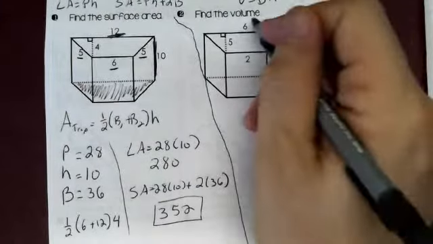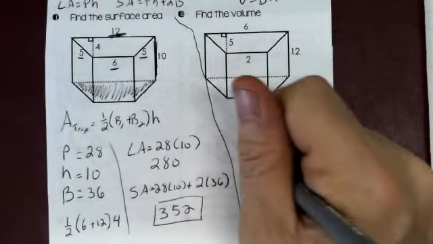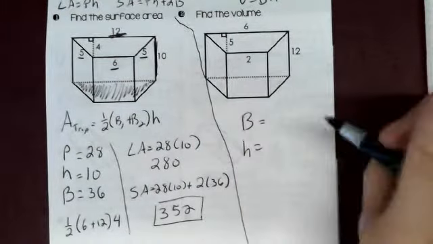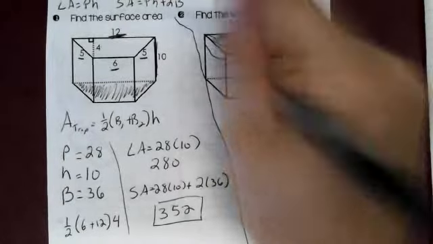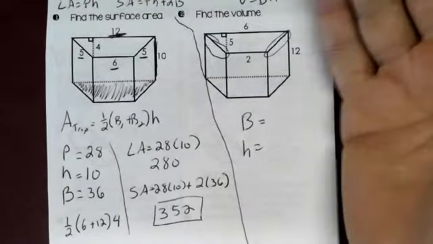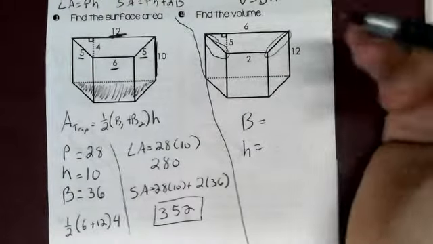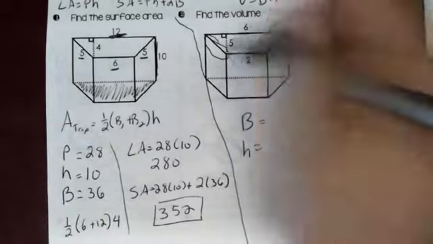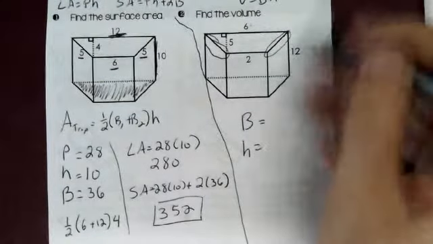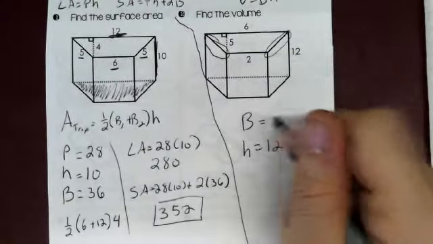For our next example, we're finding the volume. Remember, for volume, we just need the area of the base and the height. Notice that this time, they did not tell us what these little leg pieces were. Well, we don't need to know them because we don't need to know the perimeter. We only need to know the two bases and the height of our trapezoid, as well as the height of our prism. Well, the height of our prism is 12.